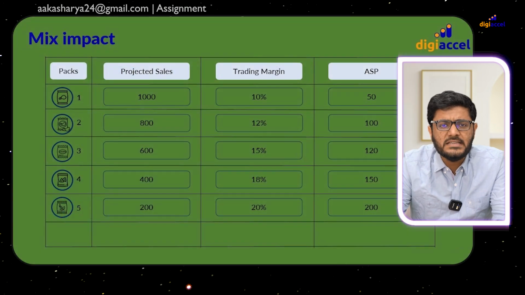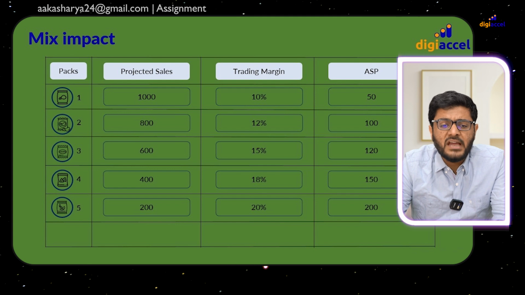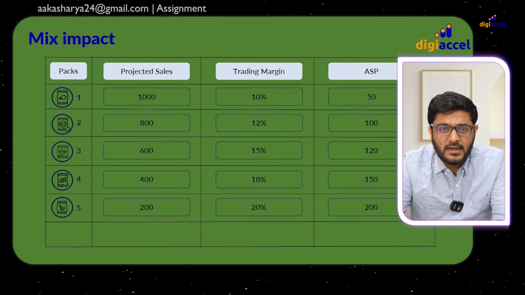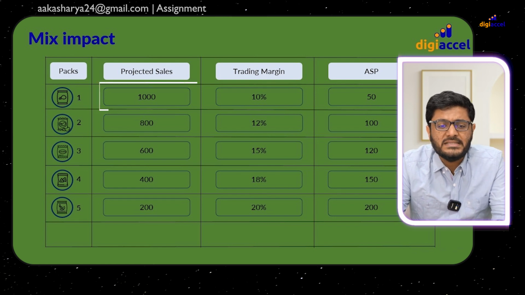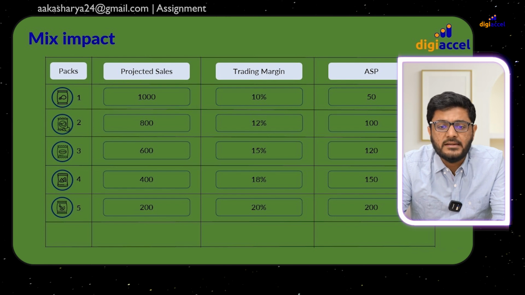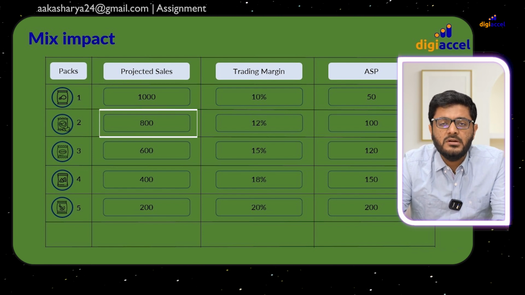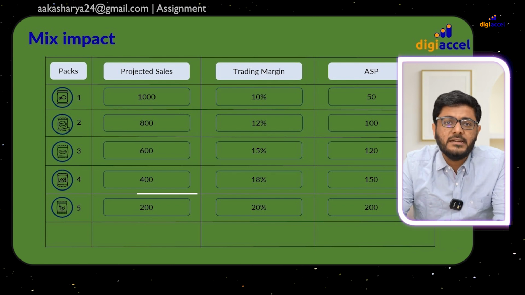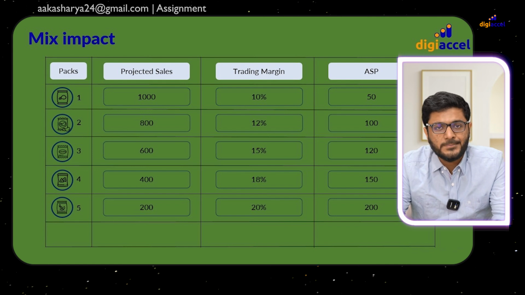Now, let's take a universe in which we have a few SKUs to choose from. We have 5 SKUs with different projected sales as well as different trading margins and ASP, right? So let's say you have packs 1 to 5. Pack 1 with sales of 1,000, trading margin of 10% and an ASP of 50. Pack 2 of sales of 800, margin of 12%, ASP of 100, right down to pack 5, which has projected sales of only 200, but a 20% trading margin and a 200 ASP, right?